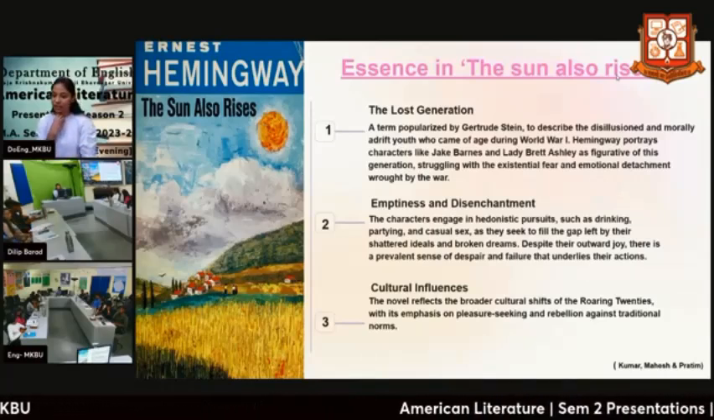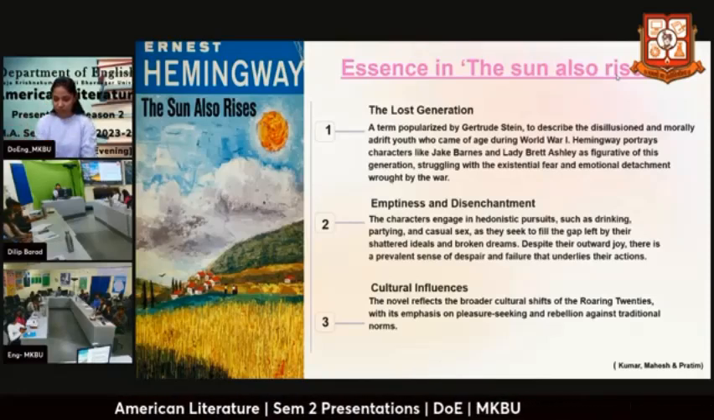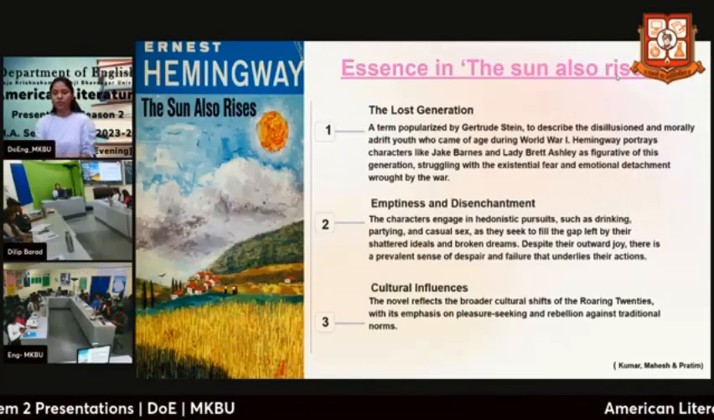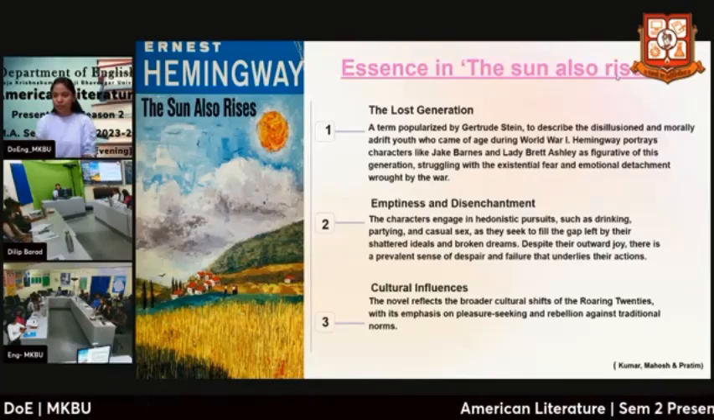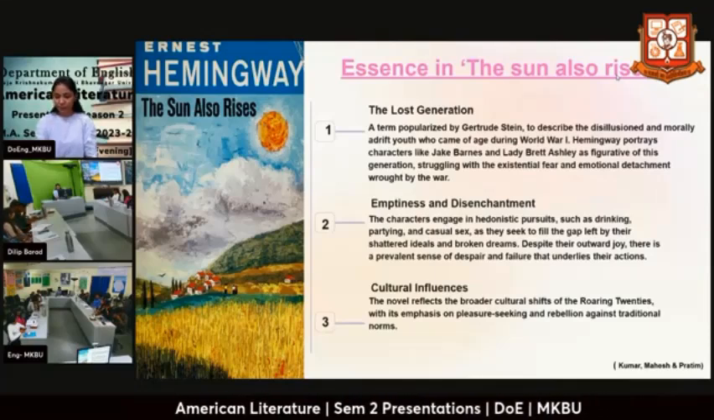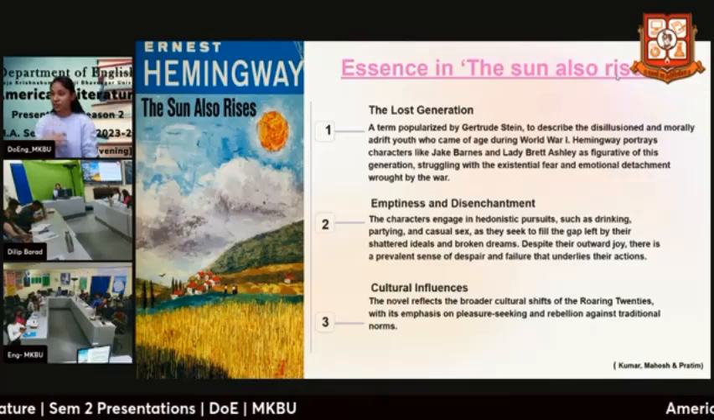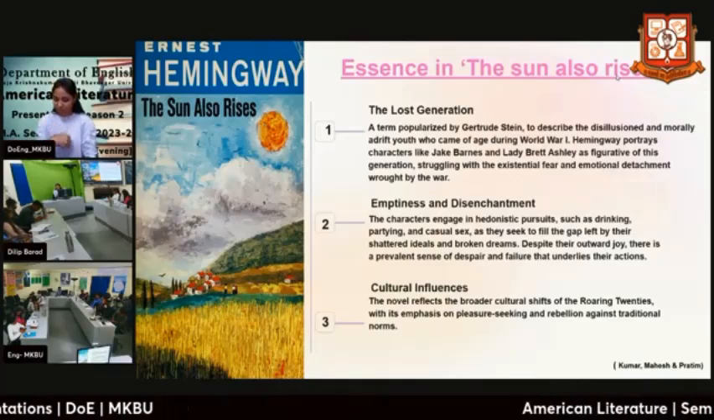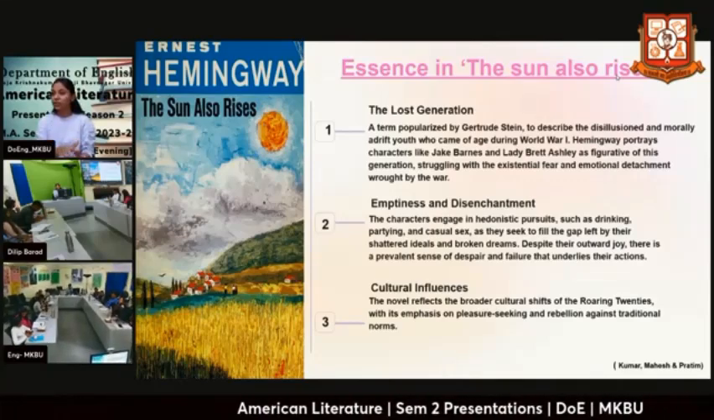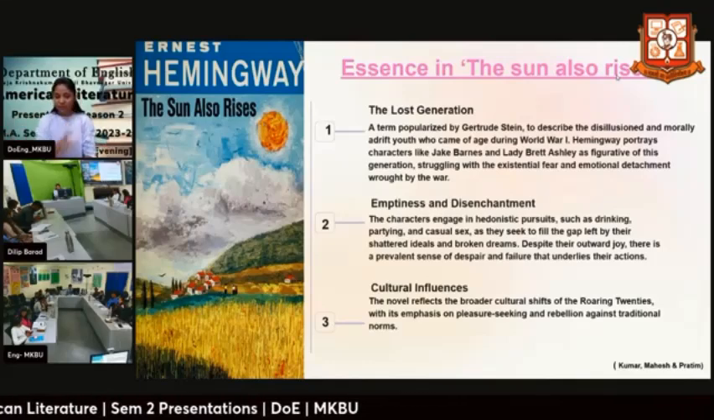Emptiness and disenchantment. The characters engage in the pursuit of drinking and all the bad habits they were having, and want to live a free life without any stress, and they have no goal at all. Despite their outward joy, there is a prevalent sense of despair and failure that underlies their actions. They all know inside themselves that they are doing something wrong. They have no goal. They have nothing to do with life. So they just keep on living their life in such ways.